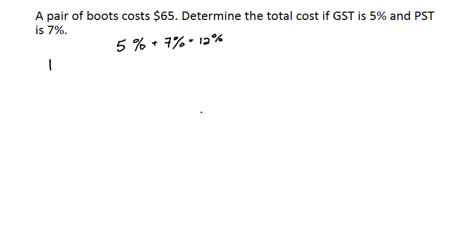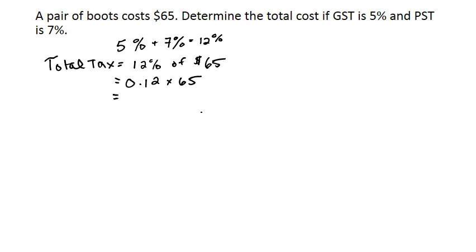So we can do total tax is equal to 12% of $65, which is equal to 0.12 times 65. We calculate that, 0.12 times 65, we get $7.80, which looks familiar. Again, it was only 7.8, but I'm going to write 80 cents because it's money.